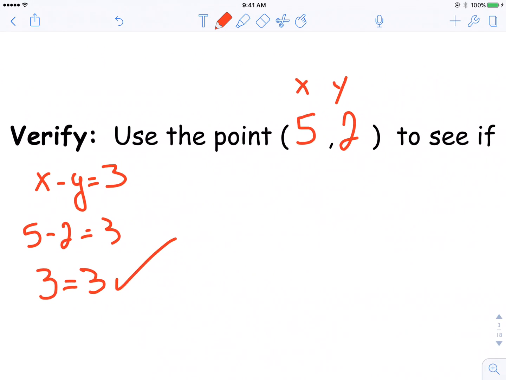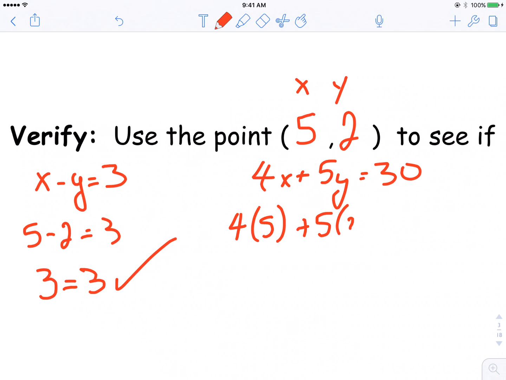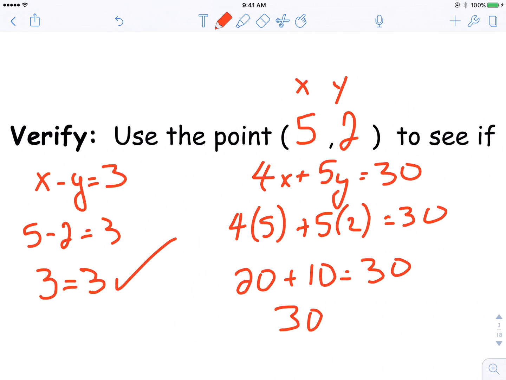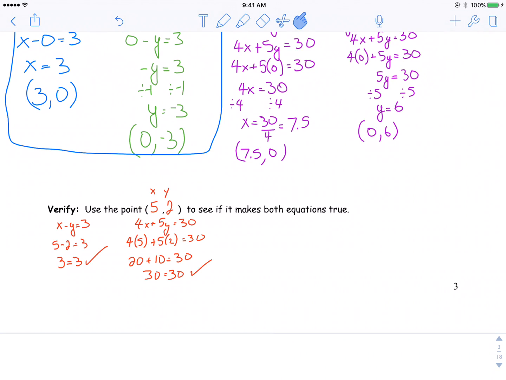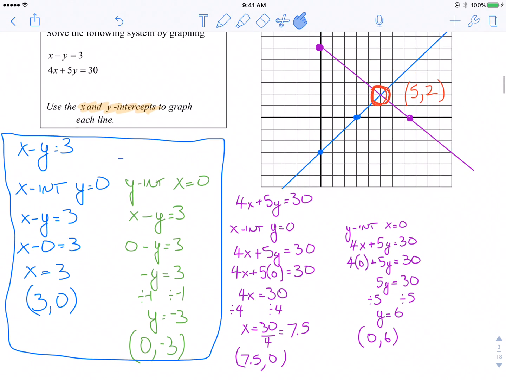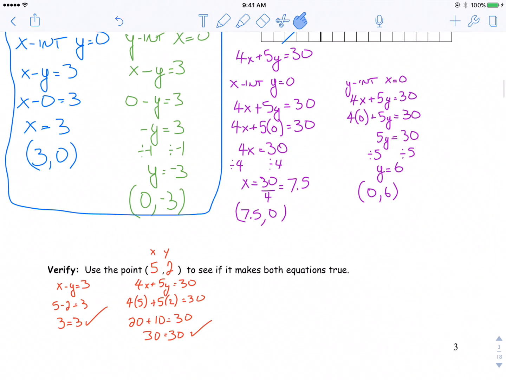Then I put it into my second equation: 4x plus 5y is equal to 30. Substitute in my x and y: 4 times 5 plus 5 times 2 is equal to 30. That's 20 plus 10 is equal to 30, and I have 30 is equal to 30, which is also true. So we've satisfied both equations by finding that solution 5, 2. That would be our solution to the system. Example 2 coming up.